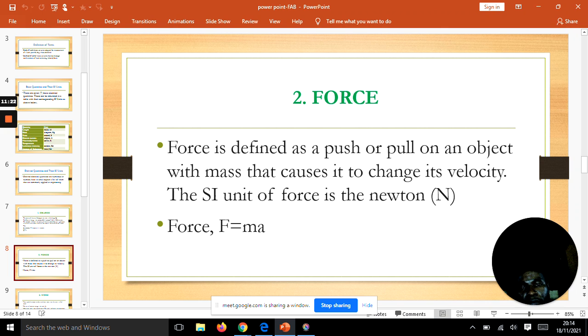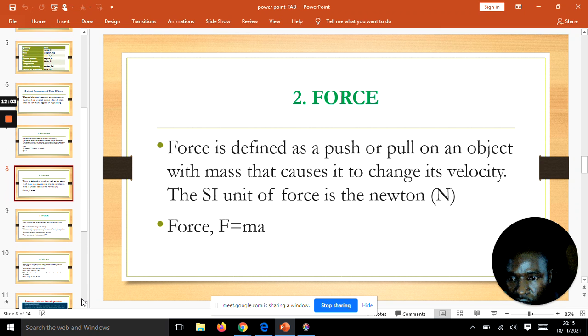So in that case, we have two basic quantities that give us the unit of force as kilogram meter per square second, which is what we refer to as a newton. So 1 newton is equivalent to 1 kilogram meter per square second. We shall look at that later during our calculations.